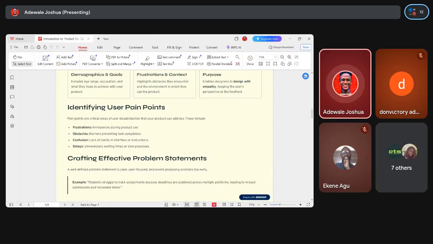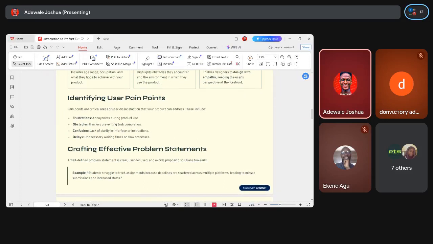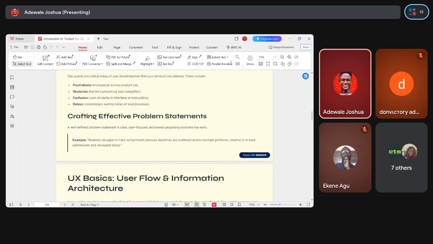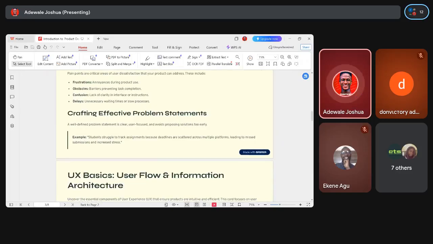So, what are some pain points you need to identify as a product designer? Frustrations, obstacles, confusion, and delays. We all know this. You all know how users could be frustrated at times, some obstacles you could face, confusion and delays. University students and their school portals. They can't get to ballots at the same time. They can't get to register a course at the same time. All because of what? The application was not built to accommodate a large number of people doing things at the same time.